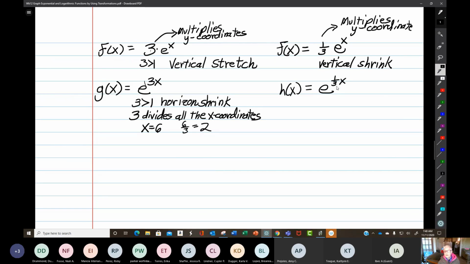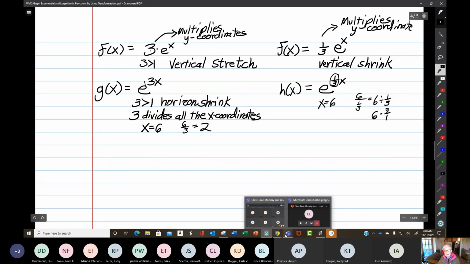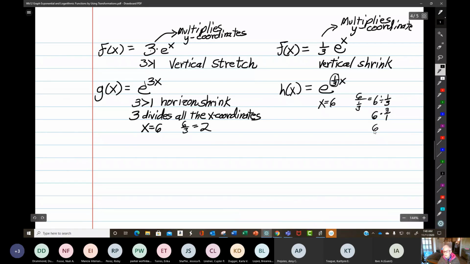Now, if you come over here, suppose x equals 6. This number is going to divide the 6. You'll have 6 divided by 1/3. But when you divide by a fraction, you invert and multiply. So this is going to be 6 times 3, which is going to be 18, which is a whole lot bigger.